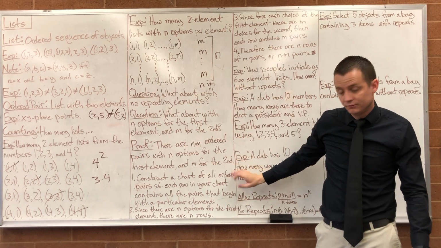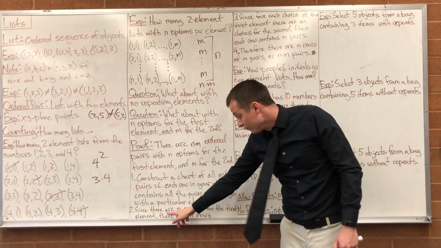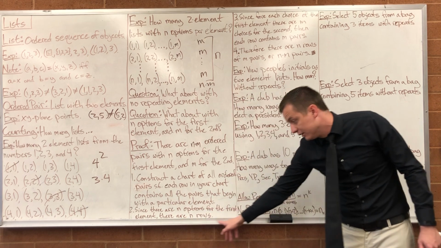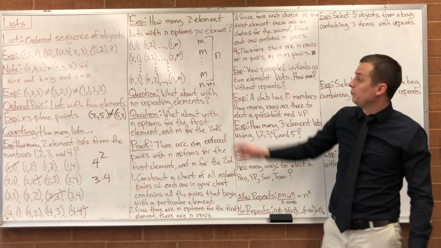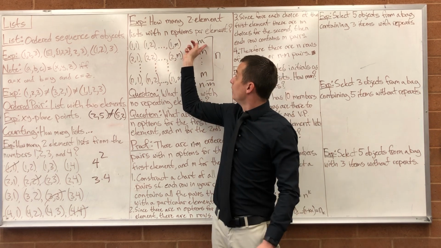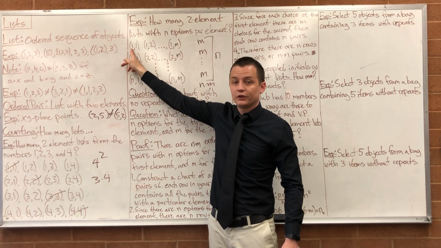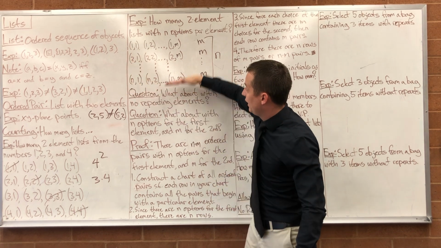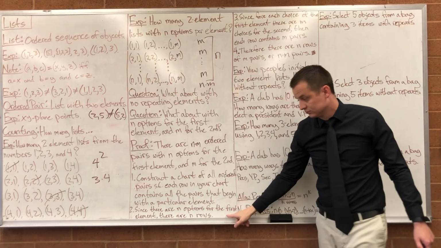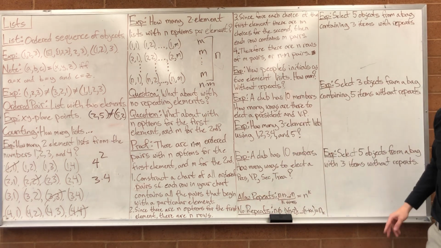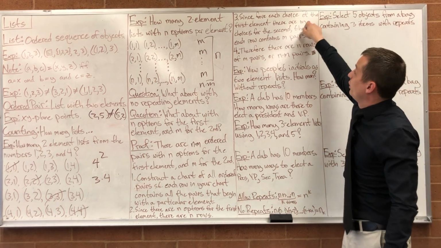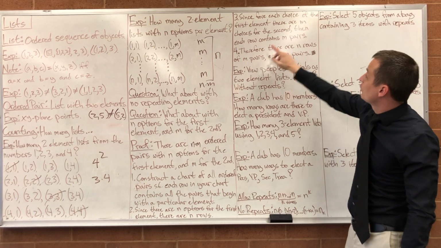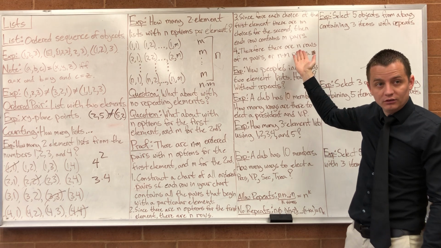Yes. With step 1? Step 2. Since there are n options for the first element, there are n rows. We made one row for all the lists containing a particular first element. Since there are n options for the first element, we're going to have n rows in our chart. Good. Okay. Since for each choice of the first element, there are m choices for the second, then each row contains m pairs.